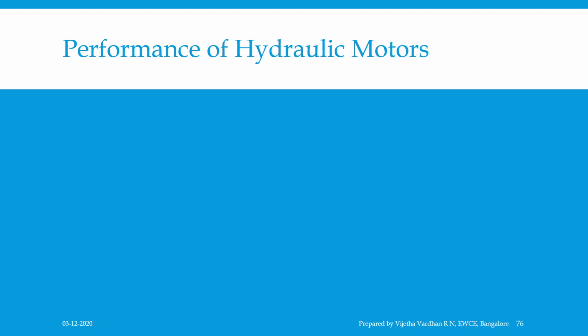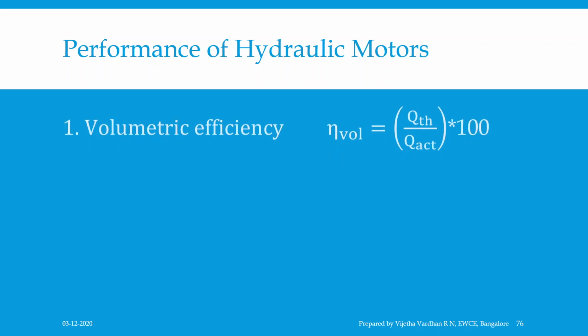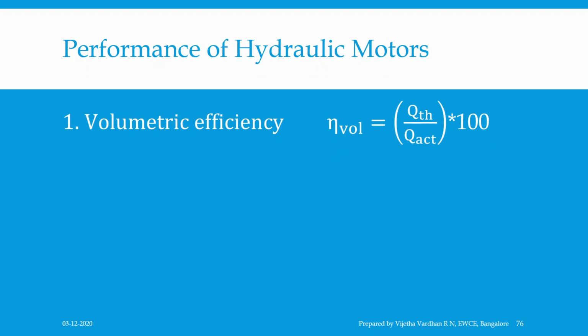Let us understand what is called volumetric efficiency first. Volumetric efficiency of a motor is the ratio of theoretical displacement to the actual displacement. That is, the actual displacement to rotate a motor is greater than the theoretical discharge due to leakage, and mathematically volumetric efficiency is equal to theoretical discharge over actual discharge into 100, which will usually be in terms of percentage.